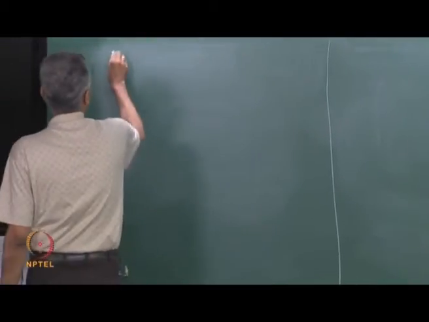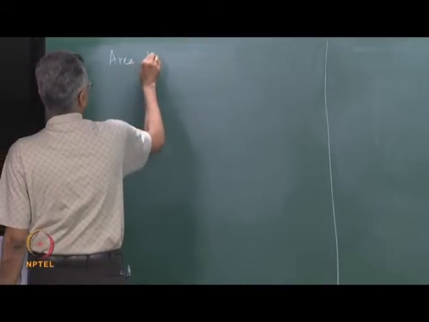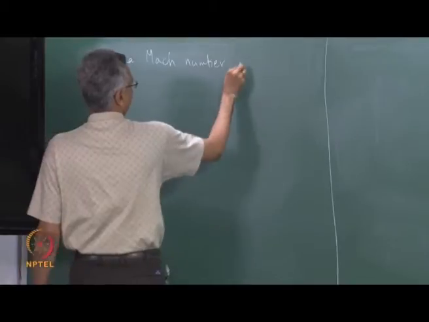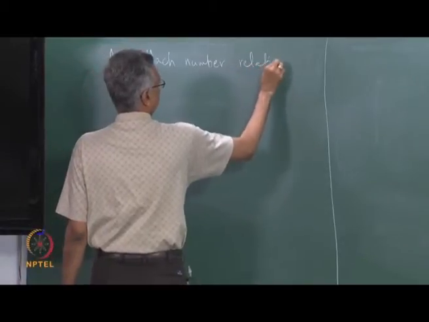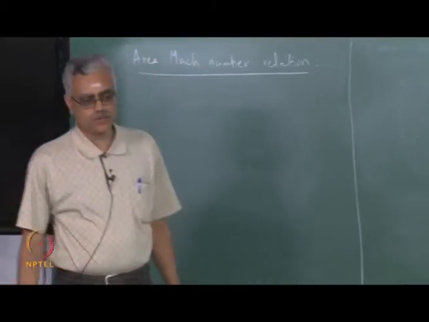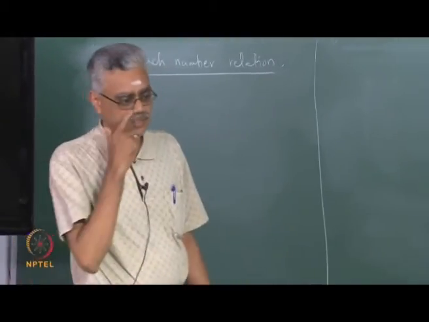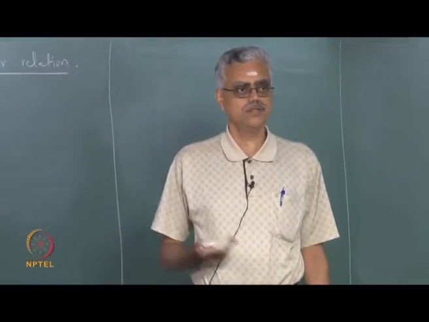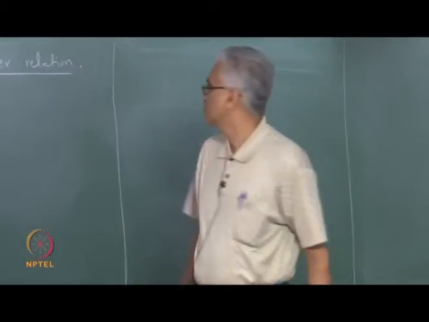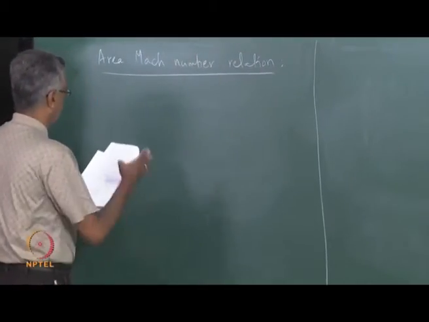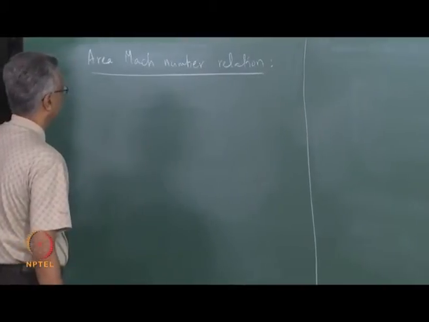Okay, so we are now looking at the area Mach number relationship. The previous one was an area velocity relation. Now we are looking at the area Mach number relation, because as you know, once I know the Mach number at a station, all the other flow properties can be evaluated. So if we can derive a relationship involving this, then we are okay.